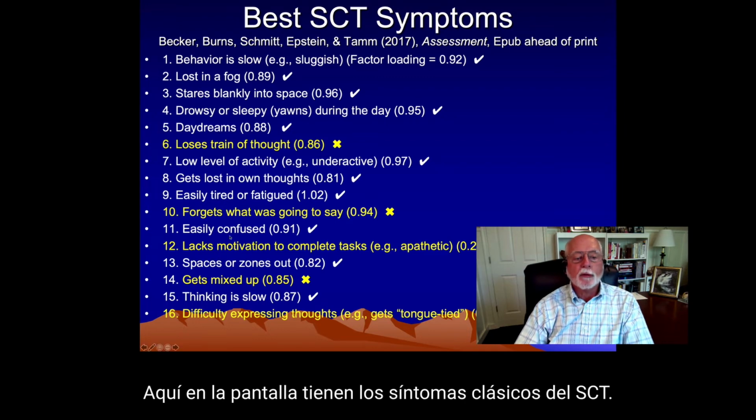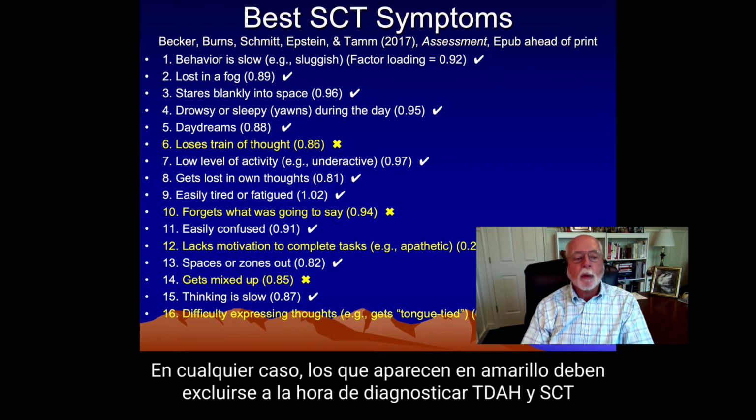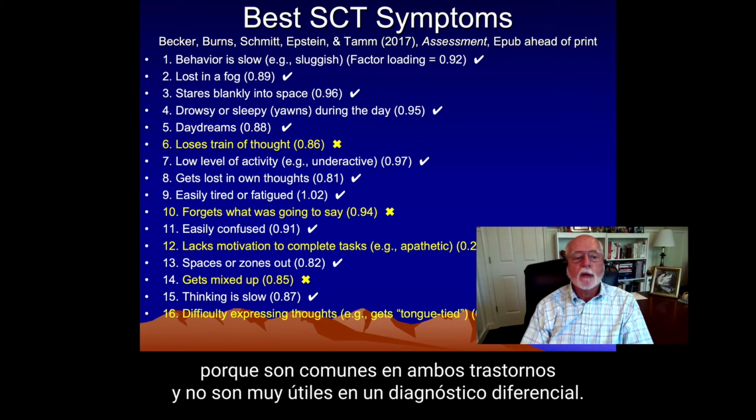Just for your own reference, you can see here the classic symptoms of SCT. And as you look down them, you can see that many ASD children would qualify as showing several or more of these symptoms. By the way, the symptoms in yellow should be excluded in diagnosing ADHD and SCT because they're common in both disorders and not very helpful for differential diagnosis.